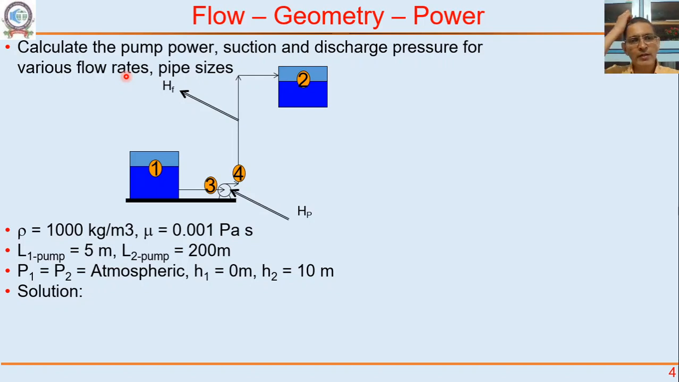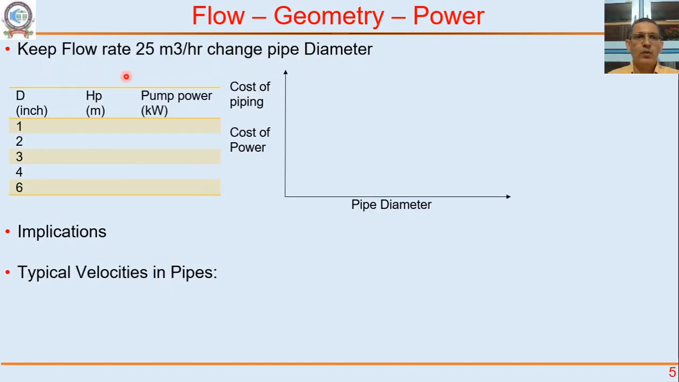If you want, you can do this very easily in Excel. What I would like you to tabulate is, first of all, either you can change the flow rate and keep pipe diameter the same, or change the pipe diameter and keep flow rate the same. Let's do this first case: flow rate is the same, pipe diameter we are changing. I would like you to find out what happens to HP and the pump power required. If you want to do this in Excel, here is how you can do it.